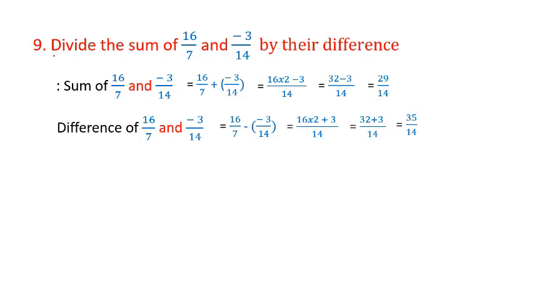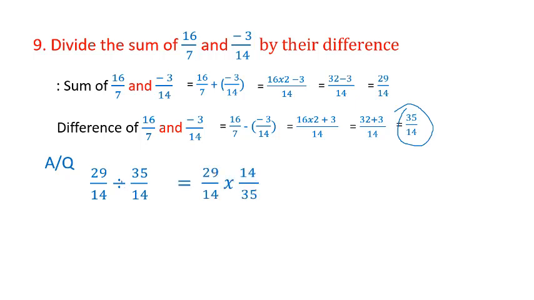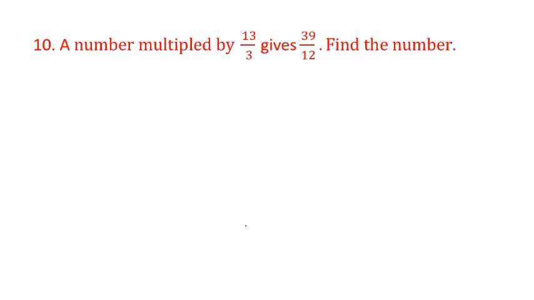Now according to the question, divide the sum, which is 29 by 14, by their difference. What is the difference? 35 by 14. Again, change the division sign to a multiplication sign, the 14 will go up and 35 will come to the denominator. So the answer is 29 by 35. You cannot divide further, so this is your answer.